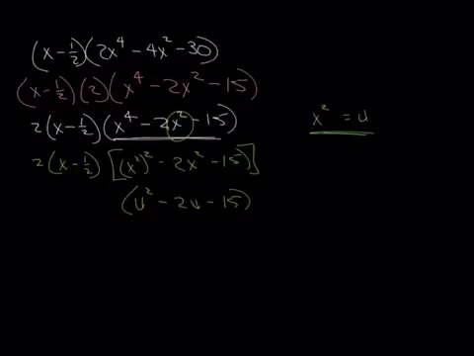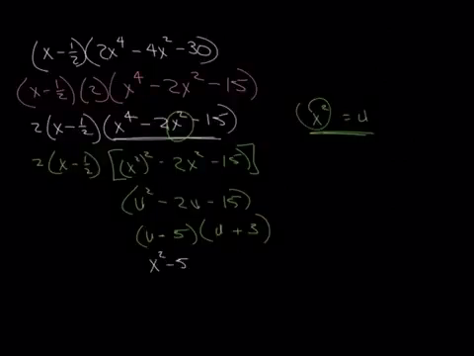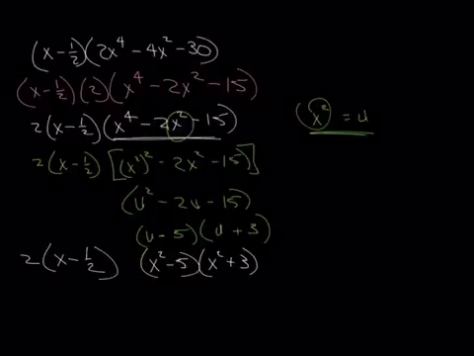Okay, so I've got that, and I break this down into two binomials. So that gives me u and a 5 and a u and a 3. So that gives me a u minus 5 and a plus 3. Now I'm going to put my x squared back in there. Okay, and I still have the 2 and the x minus 1/2 over here. These just pull down with it.